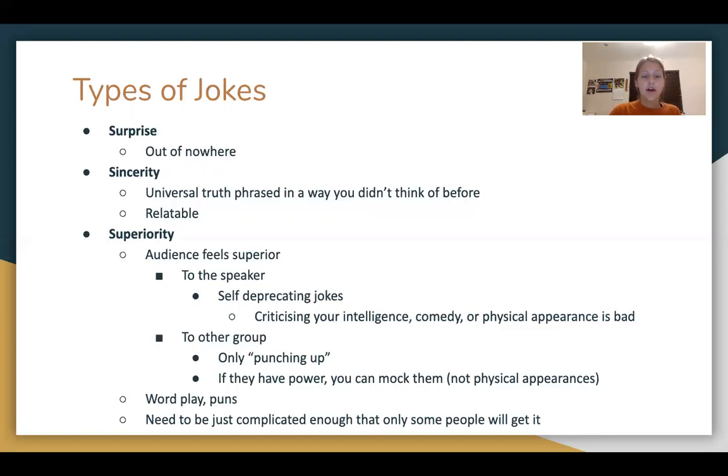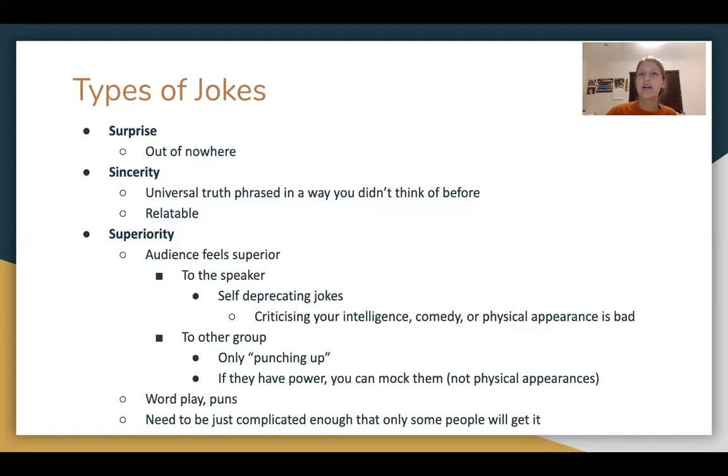And then superiority to the other group jokes are making fun of other people. But there are some rules in this category, which we'll talk about later, on how to avoid problems. If you're trying to make the audience feel superior to another person, then you can only punch up, is what you can call it. For example, you can only make jokes about people who are more privileged than you. You can't make jokes about any person or group that is less privileged than you, because that's just offensive.